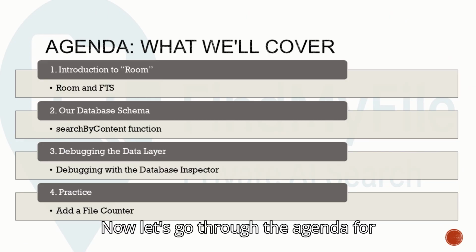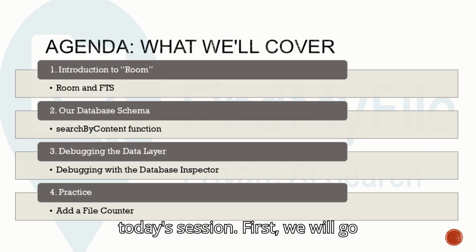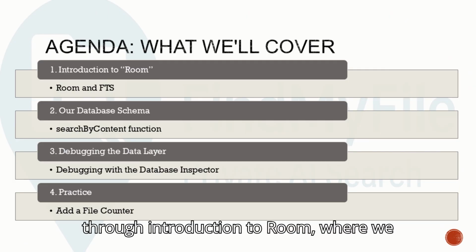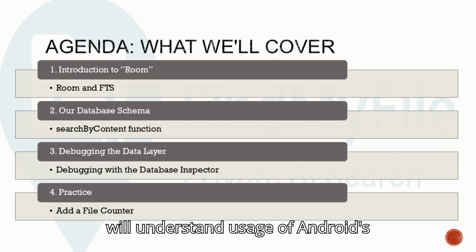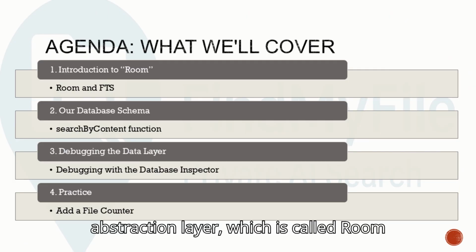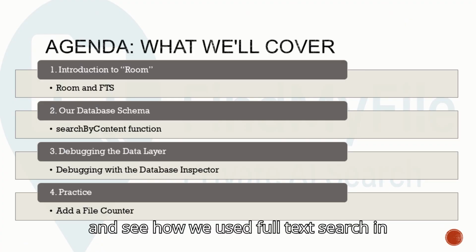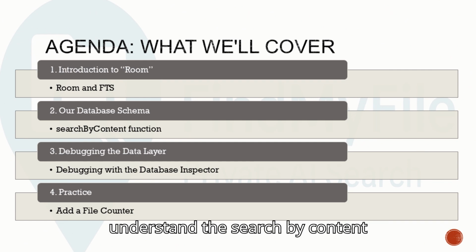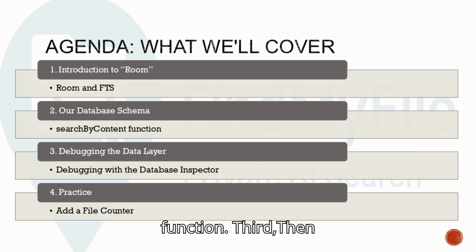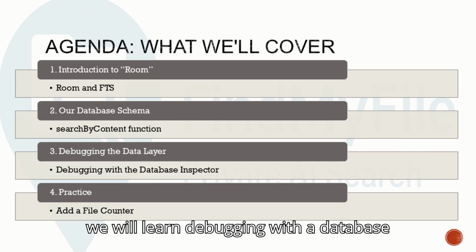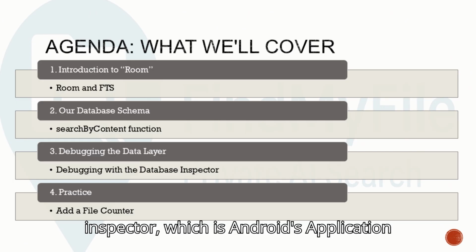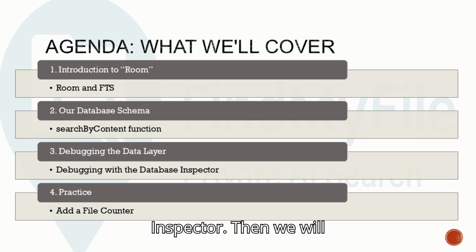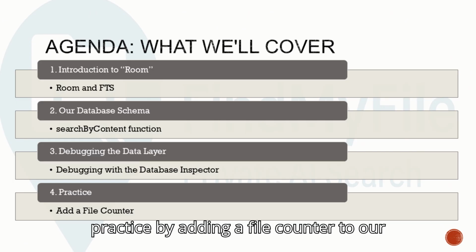Now let's go through the agenda for today's session. First, we will go through the Introduction to Room, where we will understand the usage of Android's abstraction layer, which is called Room, and see how we used full text search in our application using Room. Second, we will see our database schema and understand the search by content function. Third, we will learn debugging with the Database Inspector, which is Android's application inspector. Then we will practice by adding a file counter to our code.